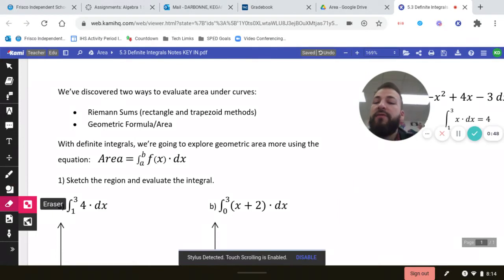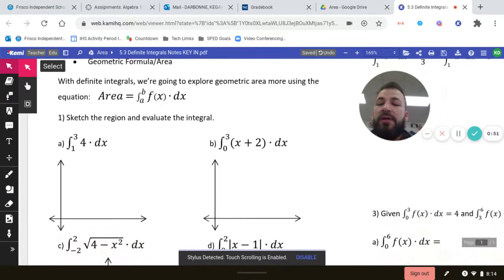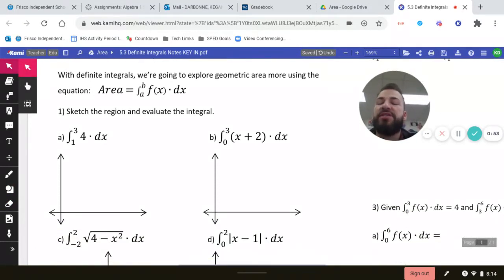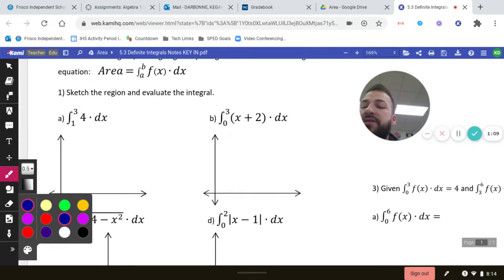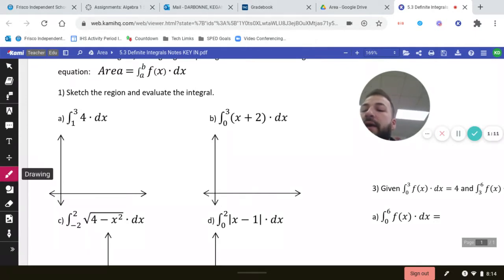So for number one, for each of these integrals, we're going to sketch the region and then we're going to evaluate the integrals. We're going to be talking a little bit more about this interval notation. So in A, I have the integral from 1 to 3. So 1 to 3 is an x interval. So it's the integral from 1 to 3 of 4. So that means my equation is just f of x is equal to 4. So that's the equation I'm actually graphing.